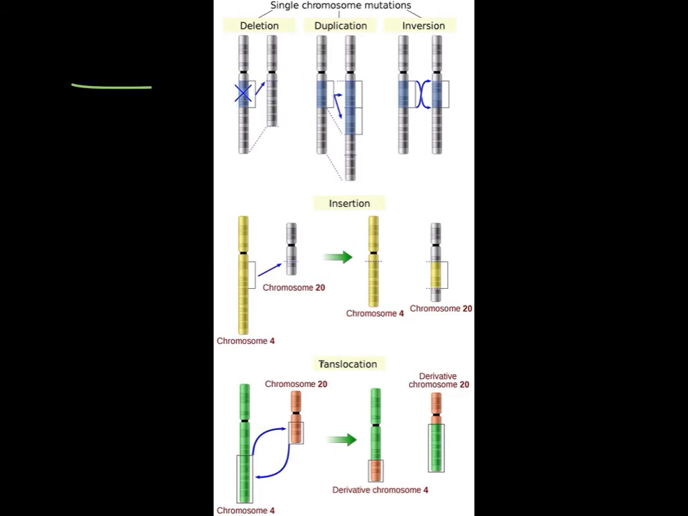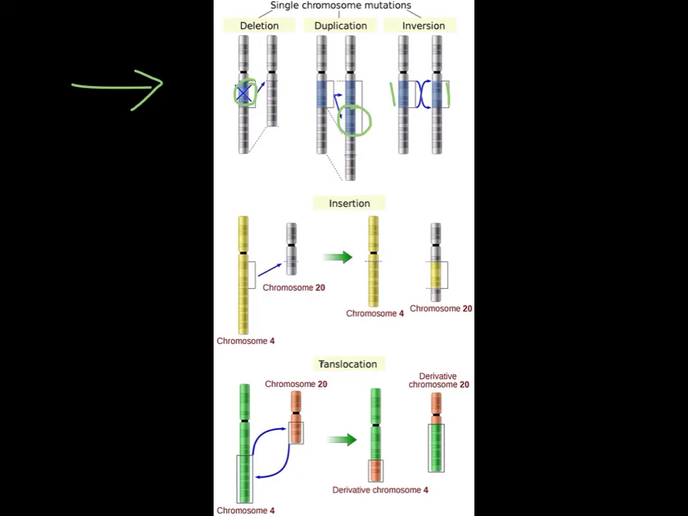Up here on the top, we can see different single chromosome mutations. So the deletion, so we're missing a part right here. Duplication, when you end up with an extra part. Or an inversion, kind of hard to see, but if you look at the banding pattern on these 2 chromosomes, it's been flipped around. So those are mutations that can occur on one chromosome.